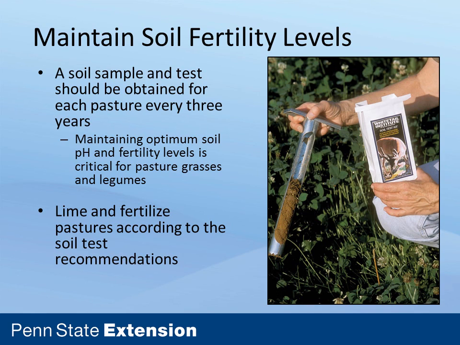A soil sample and test should be taken every 3 years on each pasture. If you have a series of pastures or paddocks that all have the same animals on them and they're managed pretty much the same, you could combine those pasture areas into one soil sample as long as the acreage from where that soil sample is taken does not exceed 20 acres.